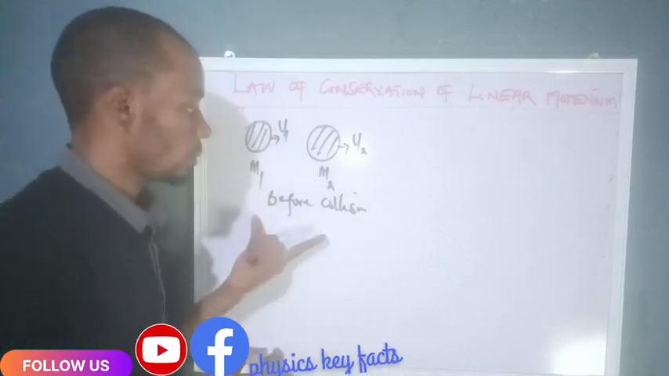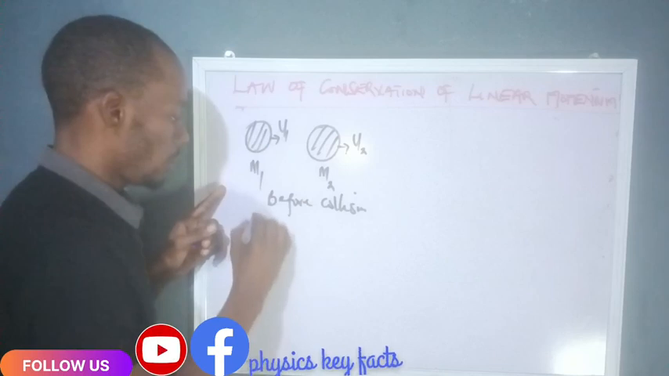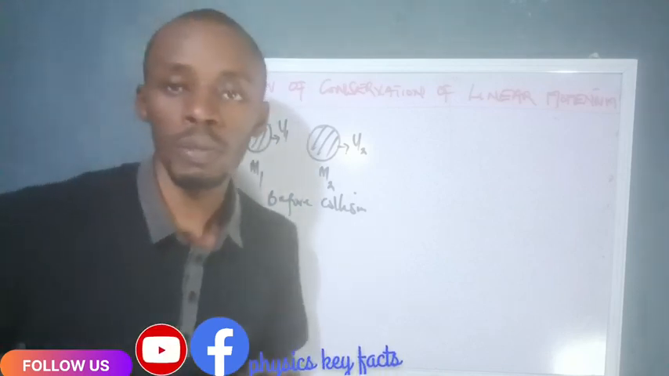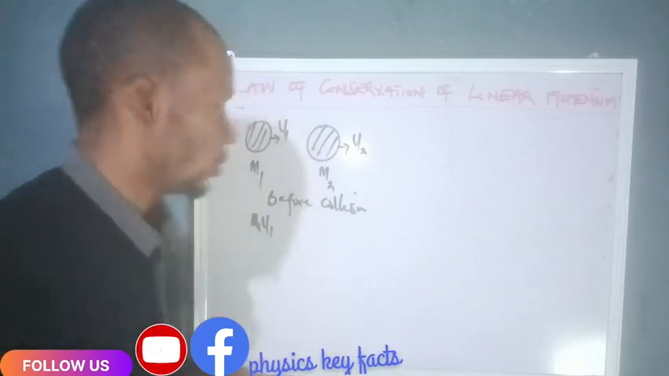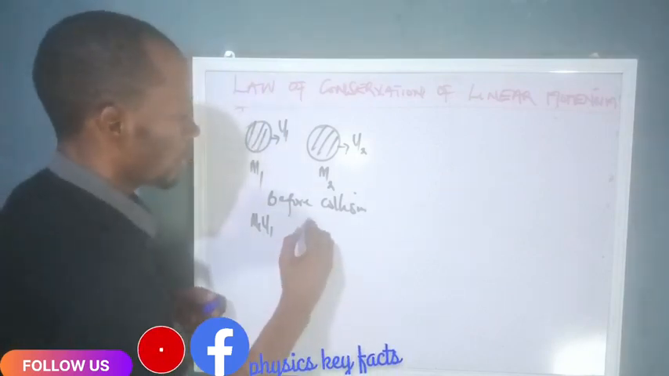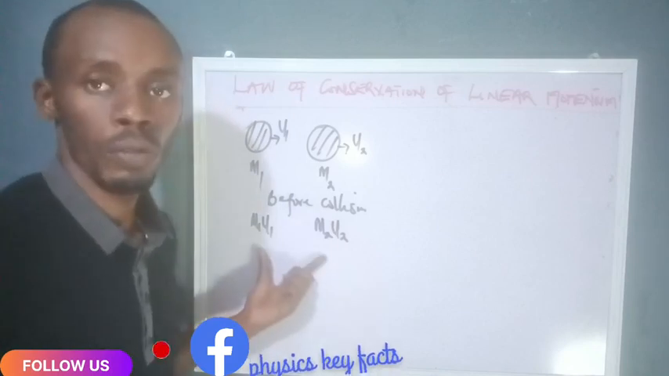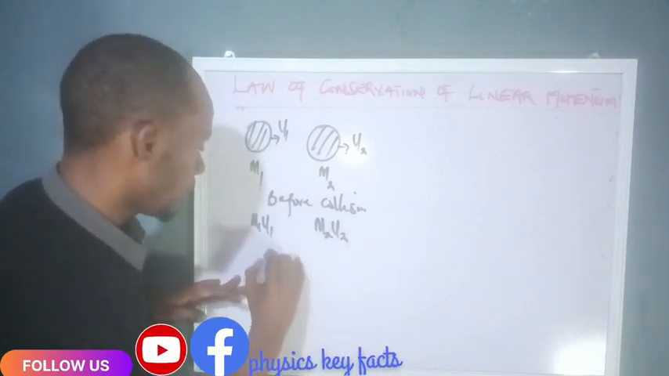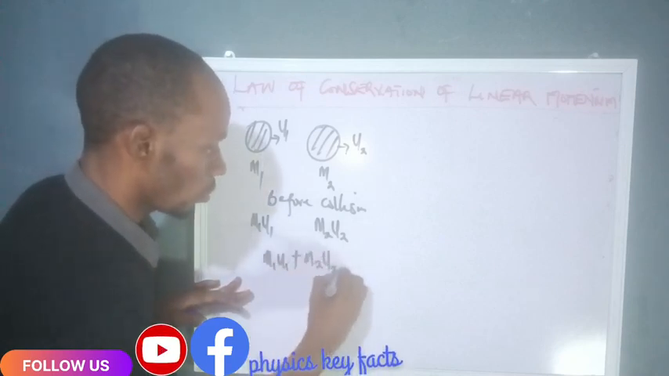Before collision, the momentum I have for this first body is simply m1 u1. Remember that in our last video we defined momentum as the product of mass and velocity. So we have mass, we have velocity, the initial velocity. Here we have m2 u2 before collision. So what is the total momentum before collision? It's simply m1 u1 plus m2 u2.